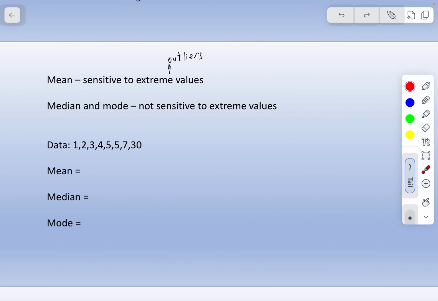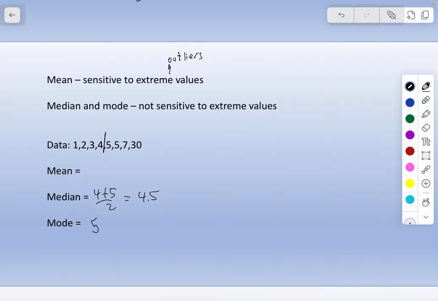Count the number of data pieces, 1, 2, 3, 4, 5, 6, 7, 8. So if we look at the fourth and fifth values, the median is the value between 4 and 5, so just 4 plus 5 divided by 2, or 4.5. Mode, the only one that appears most often on our list is 5. So you'll notice both of those values are right around 5.